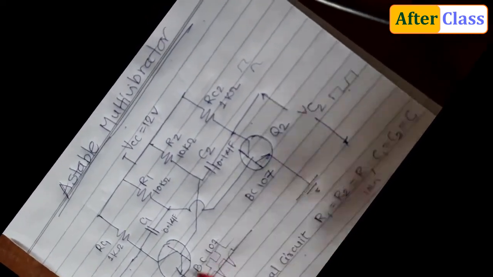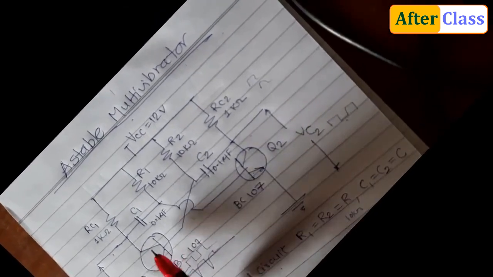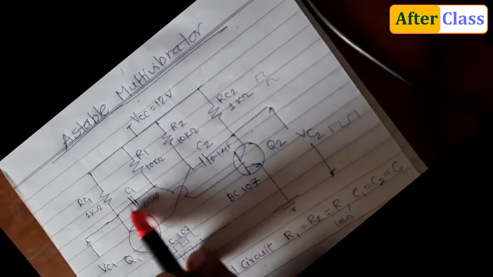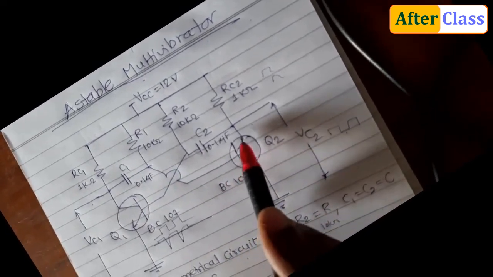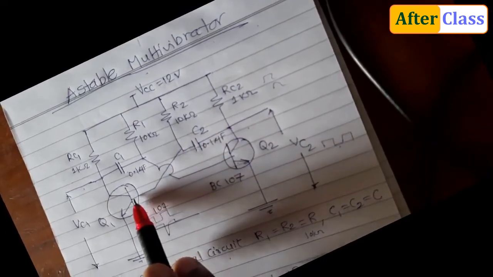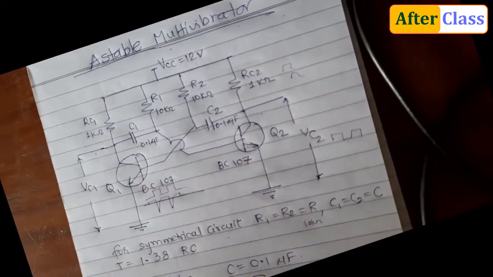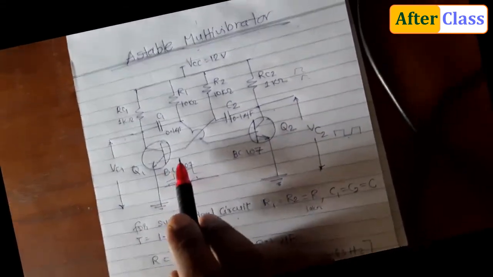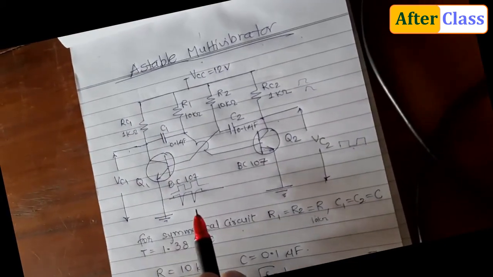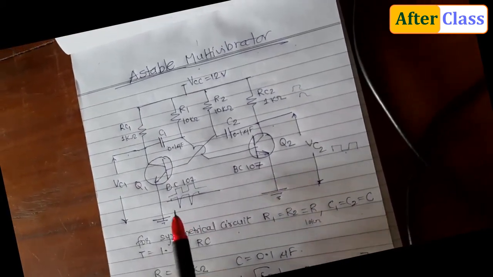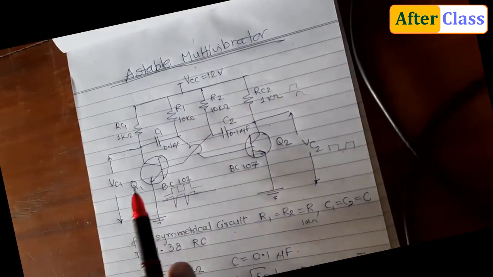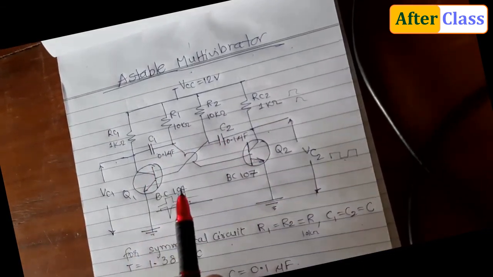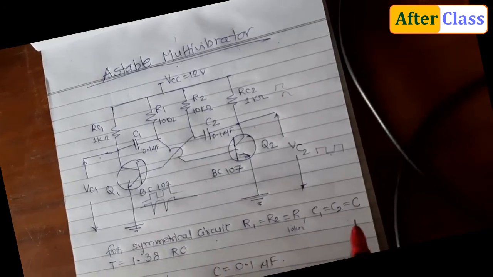Hi friends, in this video we will be learning how to build an Astable Multivibrator circuit. As you can see in this figure, it has 2 identical transistors, and the output of one transistor is given as input to the other transistor, and the output of the other transistor is given as input of the first, as you can see in the figure. Now if you want a proper square wave for this Astable Multivibrator, you have to have a symmetrical circuit in which R1 should be equal to R2 and C1 should be equal to C2. So like this arrangement you have to do.